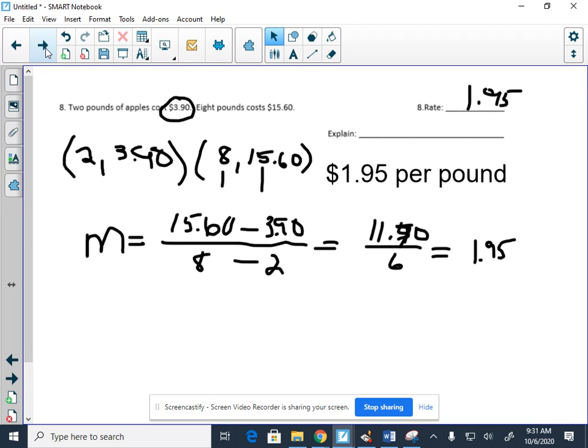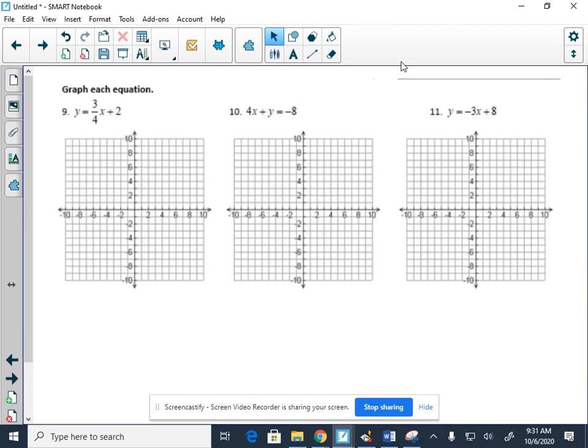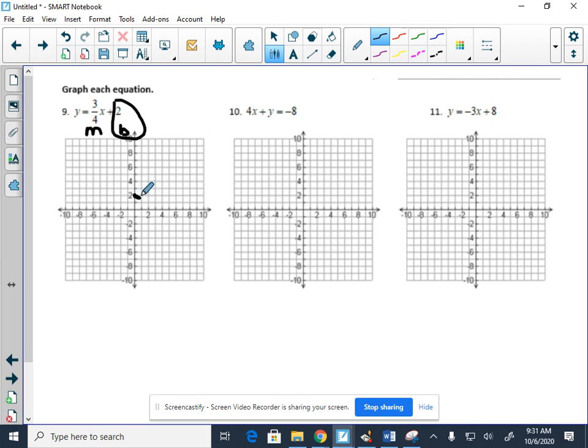Number 9. Graph each equation. Now it's the reverse of what we did before. We've got M, we've got B. Can you take B, which is 2, put it on here. That's our y-intercept. From there, we're going to go up 3 over how many? 4. Put a new dot. Then you can draw your line. It's just recognizing how we do it.